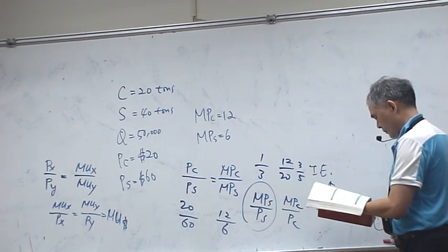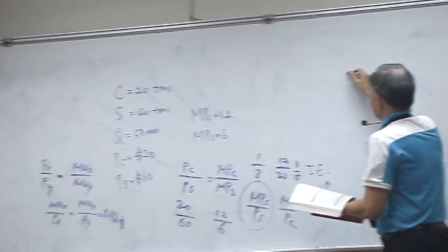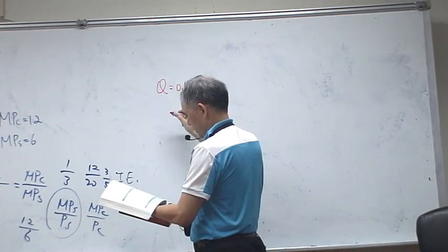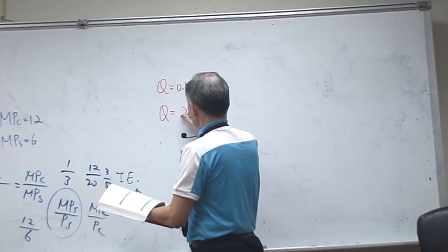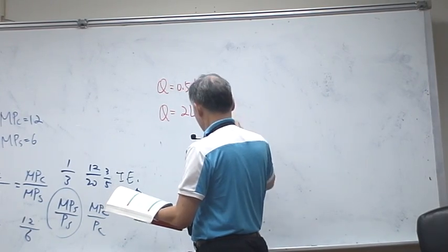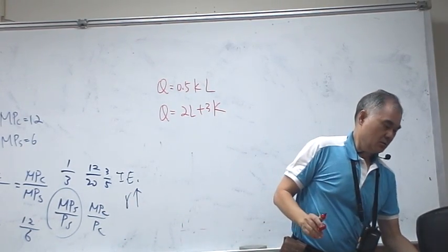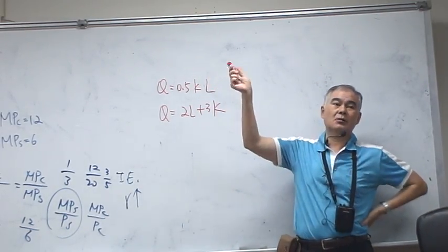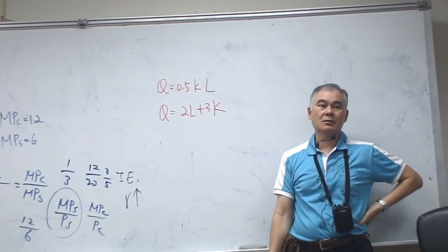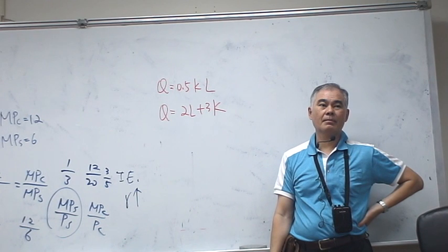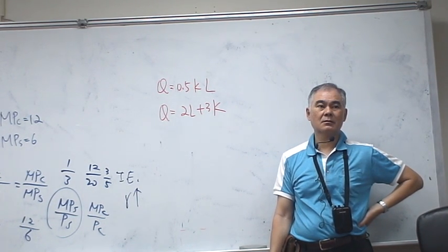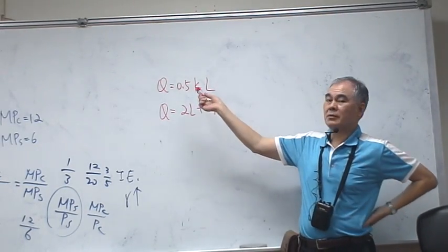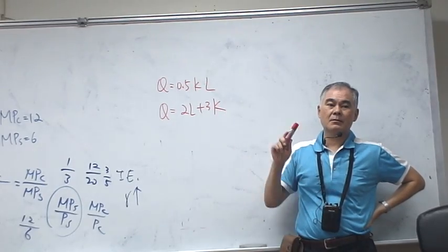Okay, question 3. So Q is equal to 0.5 KL, and Q is equal to 2L plus 3K. Okay? So what about this one? Increasing, decreasing, or constant returns to scale? Which one? Increasing, decreasing, or constant?